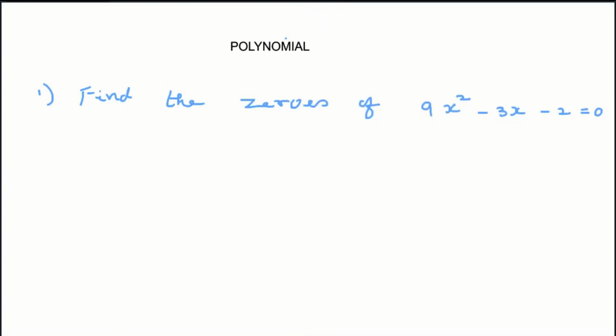Today we will see standard 10 CBSE polynomials, how to find the zeros of the polynomial by factorization method alone. Find the zeros of the polynomial 9x square minus 3x minus 2 equal to 0. Here in this video I am going to do it using only the factorization method. So let us consider 9x square minus 3x minus 2 equal to 0.